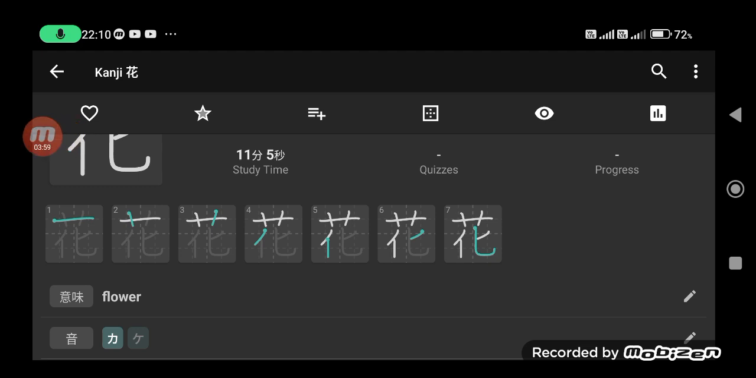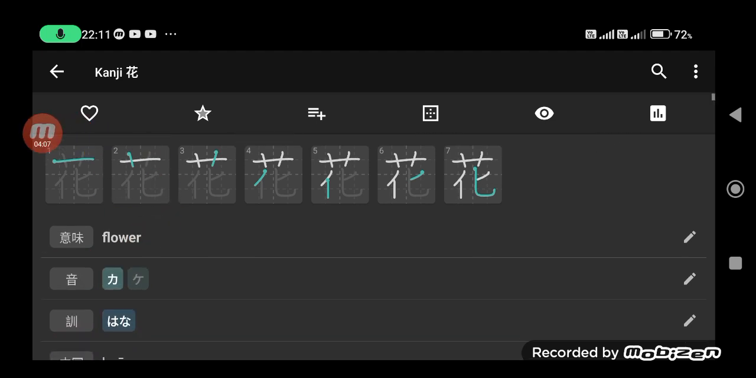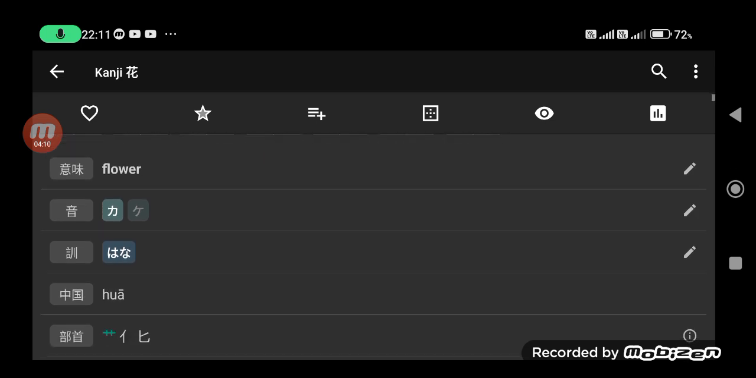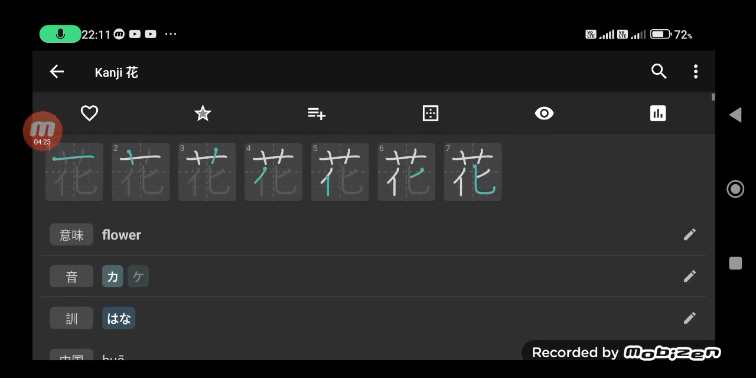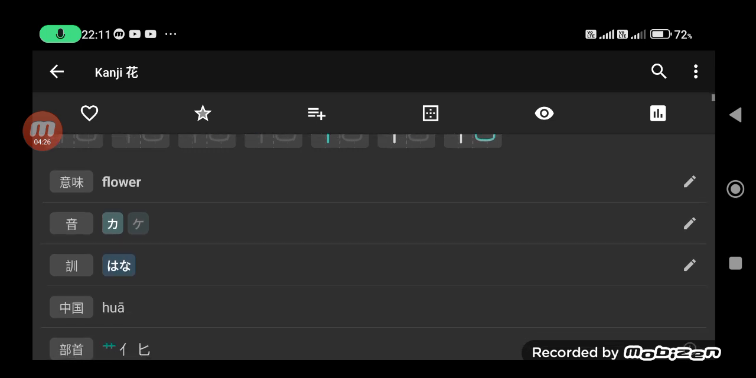Well, this kanji is primarily referring to flower. In Chinese reading, this is hua. But we're not dealing with the Chinese language, we're dealing with the Japanese language. So the onyomi reading, which is the China-based reading, is ka, not hua, but ka. Very easy, ka.